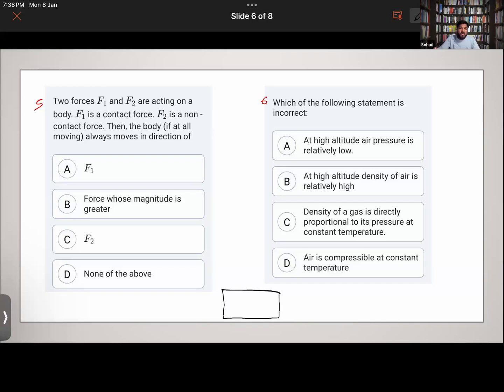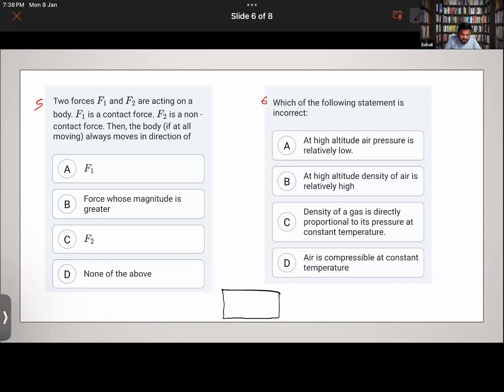Sometimes even a non-contact force can have a huge magnitude. For example, imagine that you are holding an umbrella and you are trying to move with the umbrella in the forward direction against the wind. So thereby the force whose magnitude is greater wins, right? Okay, now let's read the question again. First of all, we need to understand the question properly.